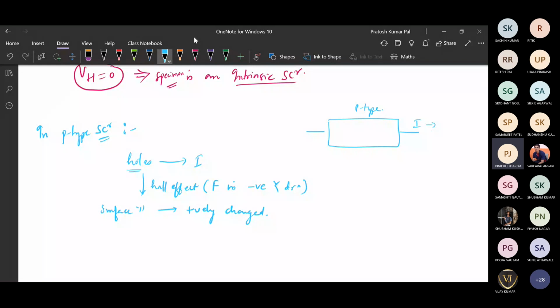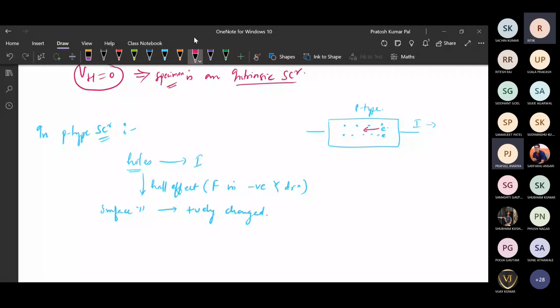So in p type, suppose the electrons are resulting in the current flow. Suppose electrons are the majority carriers. So the electrons will be moving in the opposite direction. Like this is the direction of current, so electrons will be moving in this direction, okay, to constitute the current.